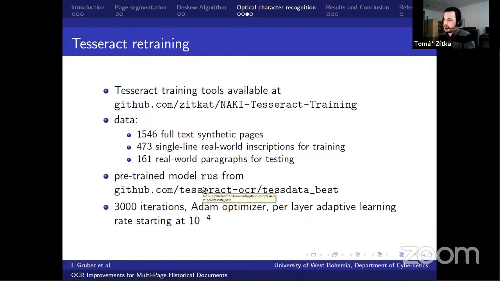As a base model, we used the Russian model because our annotated data and the data we focused on in this iteration were Russian, and we used the Russian model publicly available at Tesseract GitHub, as is recommended by Tesseract documentation when you are retraining Tesseract. We trained for 3,000 iterations using an optimizer with adaptive learning rate starting at 10 to the power of -4, which is again recommended in Tesseract documentation.